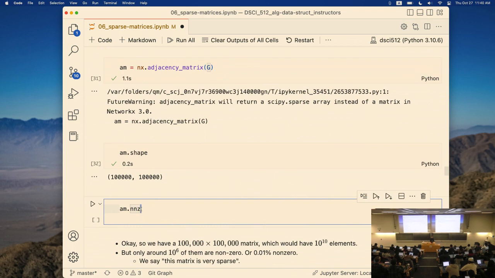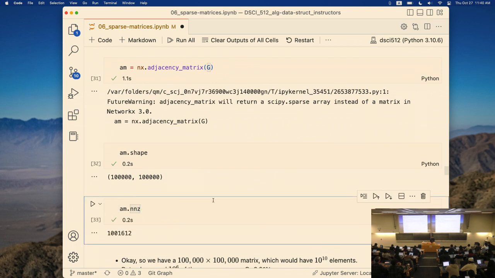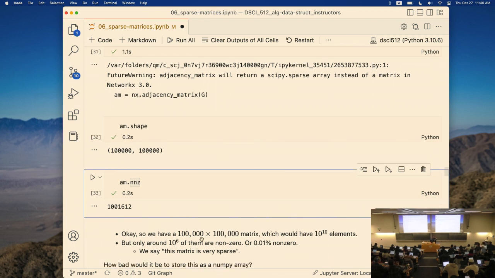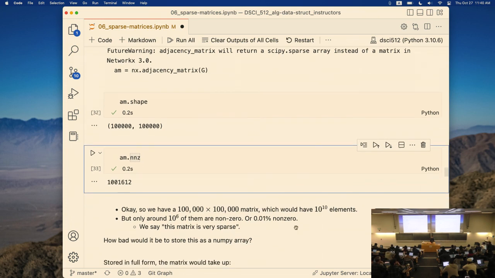And there's this function called nnz, number of non-zeros, and if you run that, it quickly tells you, for example here, you have about 1 million non-zero values. Okay, so there's a computation we can do here. The matrix was 100,000 by 100,000, which would have 10 to the 10 elements. That's a lot of elements. And we only have 1 million non-zero items. If you divide the two, that's 0.01% non-zero values. So this matrix is very, very sparse.